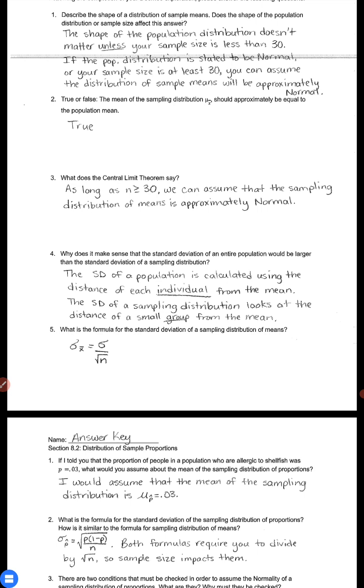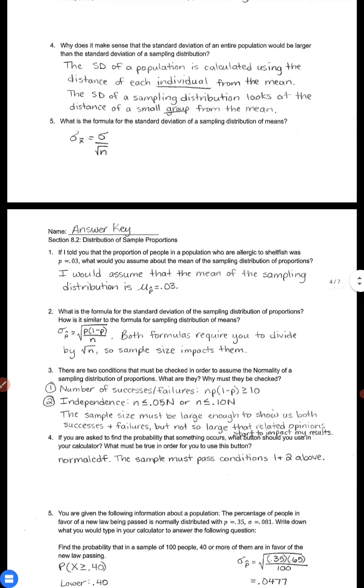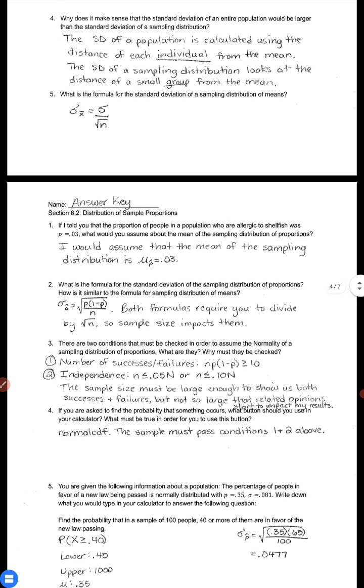Okay? Number 4, why does it make sense that the standard deviation of an entire population would be larger than the standard deviation of a sampling distribution? So just to remind you, standard deviation is a measure of how far spread out your data is. And typically, we see the standard deviation of a population be far more spread out than the standard deviation of a sampling distribution. Why is that?